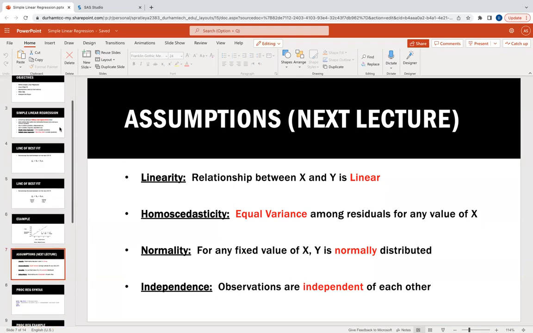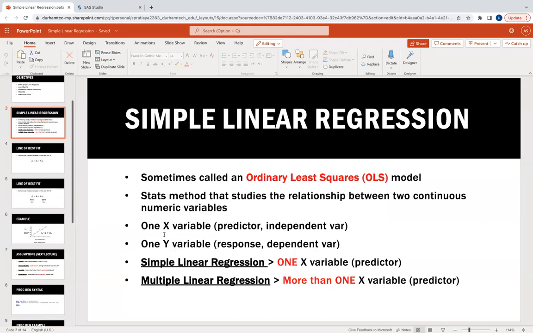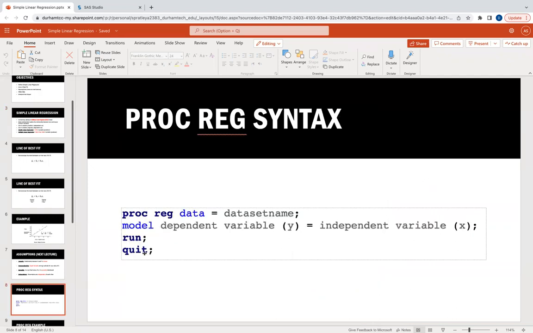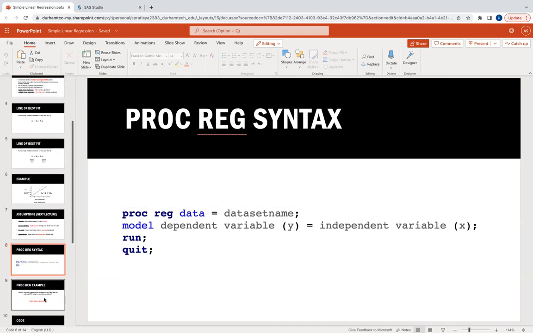So now we know what a simple linear regression is. Just to remind ourselves, it is where we have one X variable, so one predictor, and we're looking at the relationship with one response variable. Let's look at how this syntax looks in SAS using the PROC REG procedure. You're going to have data equals the data set name, as always, and you're going to model the Y equal to the X. For instance, that could be weight equal to height, and then you're going to run that procedure. Let's look at an example.